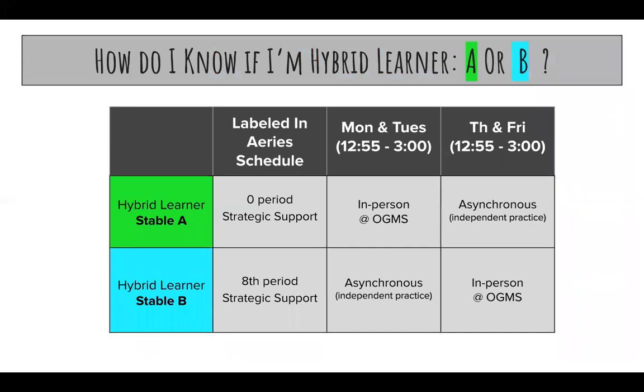So once again, the question is, I know that I'm a hybrid learner. However, how do I know if I'm stable A or stable B? So when you log on to Aries portal, you will look at your schedule. And if you notice that your schedule says 0 period strategic support, that means that you are a hybrid learner stable A student. However, if you notice that your schedule says 8th period strategic support, that means that you are a hybrid learner stable B student.